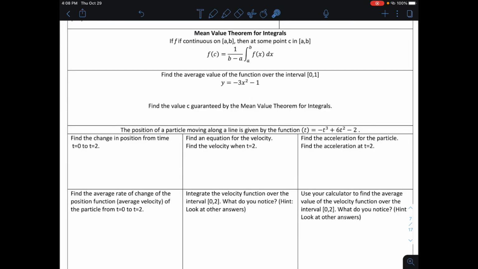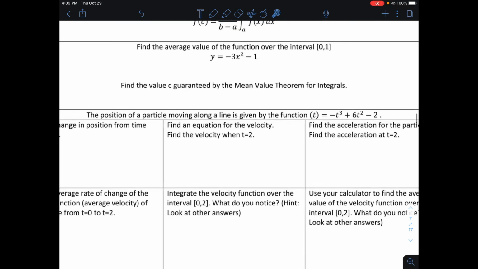The mean value theorem, coming back to it, just guarantees that if f is continuous on that closed interval from a to b, then there will be some x value where the average value is going to equal the function value. So let's look at this first example.